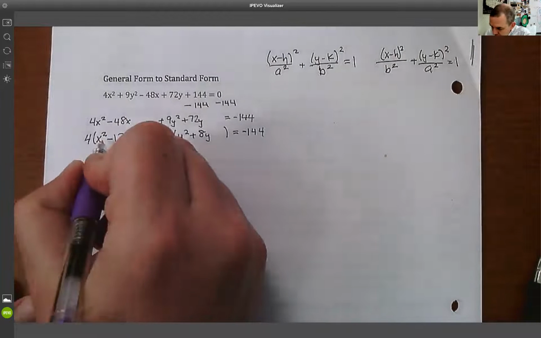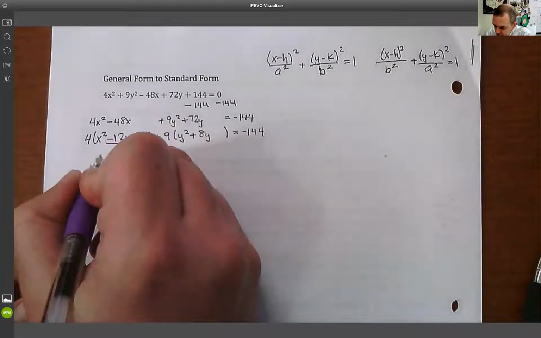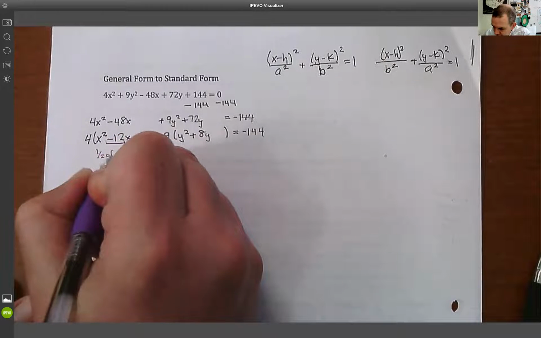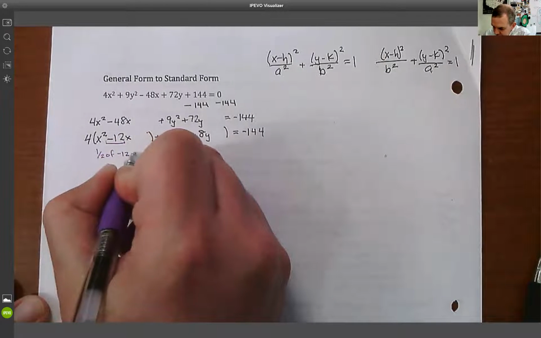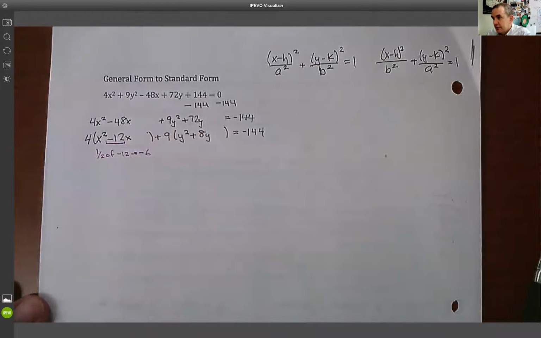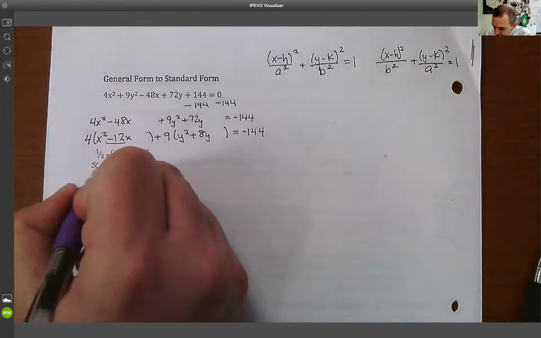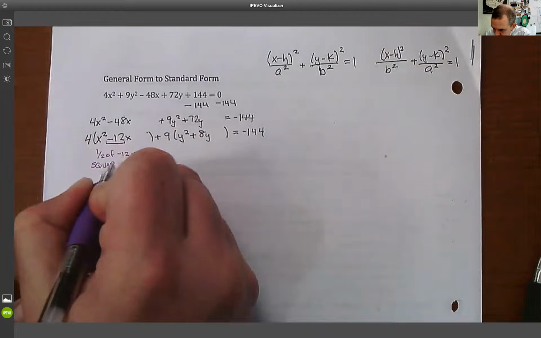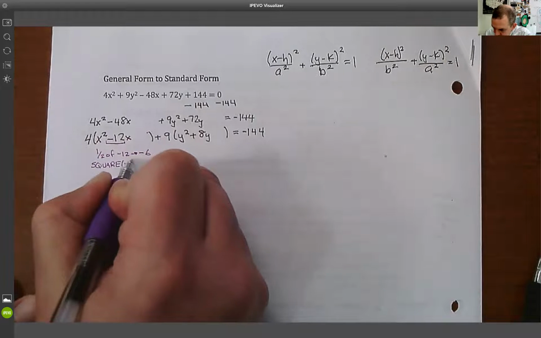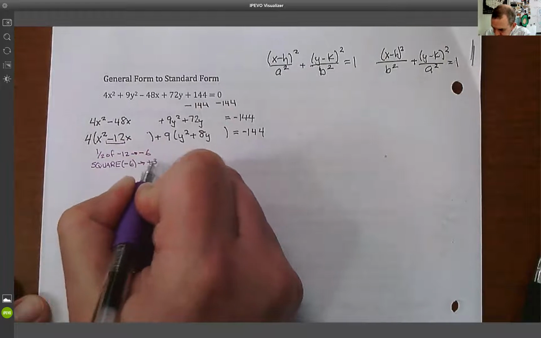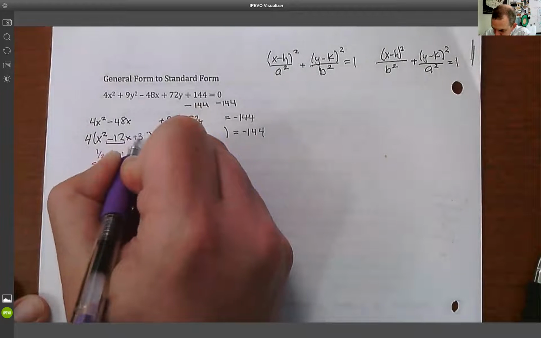So again, let's walk through what we do. We take the number up front. We take half of negative 12. Half of negative 12 is negative 6. Then we square that negative 6, and that gives us positive 36. So we are going to put positive 36 here.